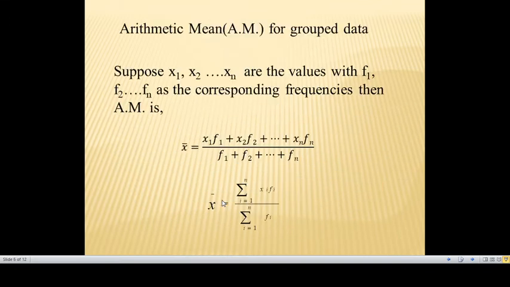This is the definition of arithmetic mean for grouped data. Suppose x1, x2, ... xn are the values with f1, f2, ... fn as the corresponding frequencies. It means that x1 has occurred f1 times, x2 has occurred f2 times and xn has occurred fn times. Then the arithmetic mean is (x1 f1 + x2 f2 + ... + xn fn) divided by (f1 + f2 + ... + fn). Or simply we can write x bar equal to summation xi fi divided by summation fi.